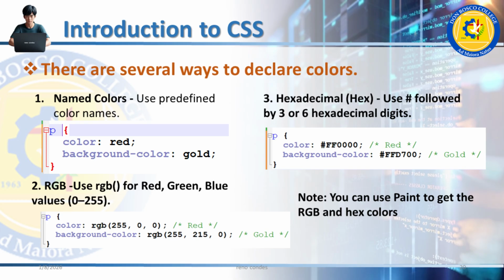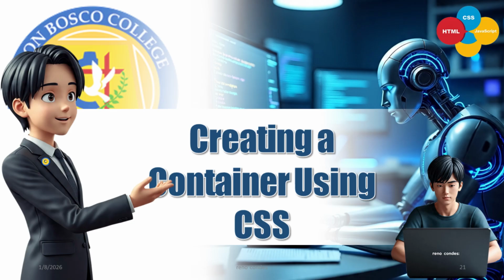Let us now proceed to declaring colors in CSS. One way is to use named colors, which are predefined color names such as red, blue, or green. Another way is to use RGB, which employs the RGB function to specify red, green, and blue values, each ranging from 0 to 255. Finally, hexadecimal, hex, can be used by writing a hashtag followed by 3 or 6 hexadecimal digits to define a color, such as #F00 or #FF0000. I hope that you have now understood and gained knowledge regarding the overview and introduction to CSS.